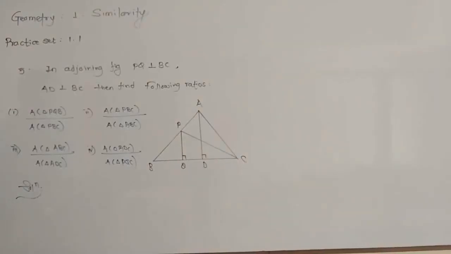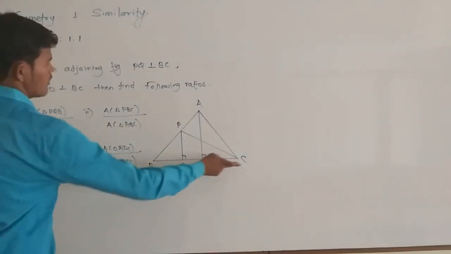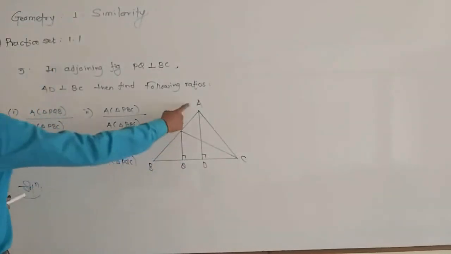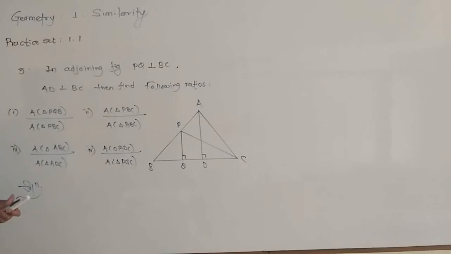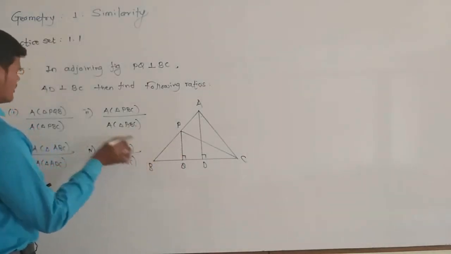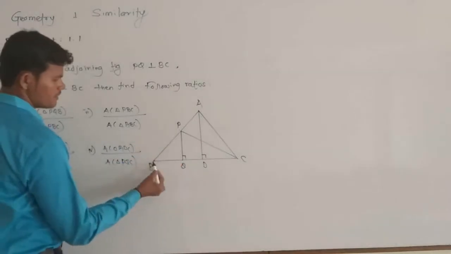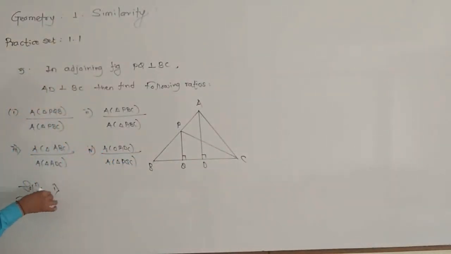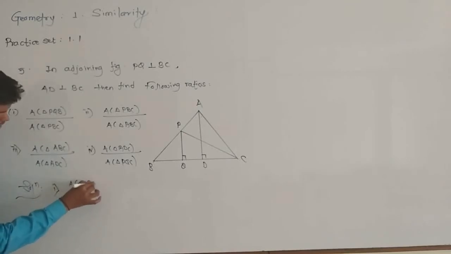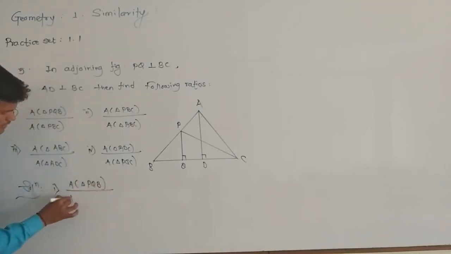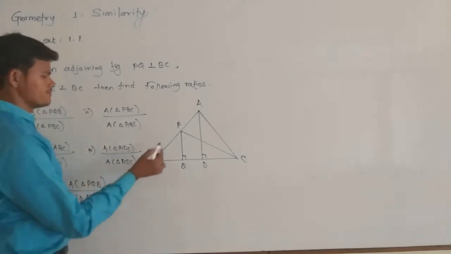And question number 5 is, in the adjoining figure, segment PQ is perpendicular to segment BC as well as AD is perpendicular to BC. Then find the following ratios. So the first ratio is area of triangle PQB to area of triangle PBC. So the first ratio is area of triangle PQB upon area of triangle PBC.